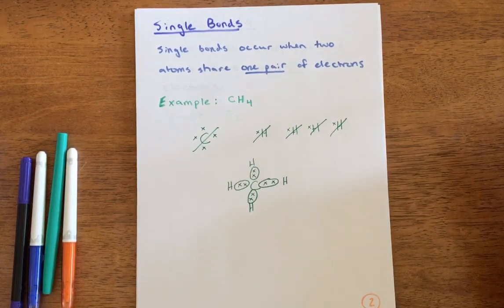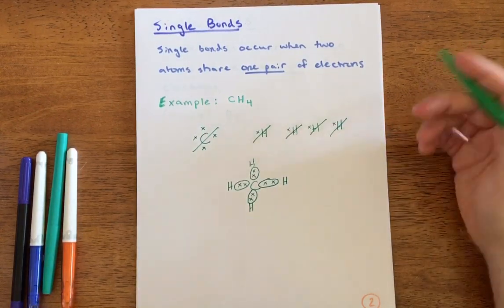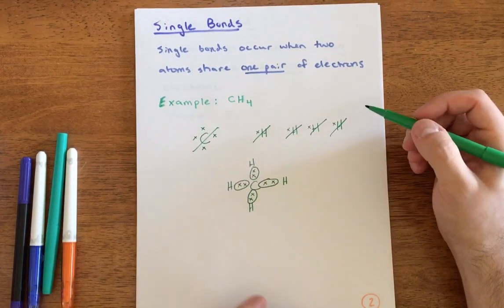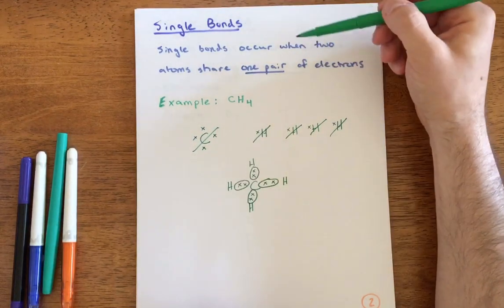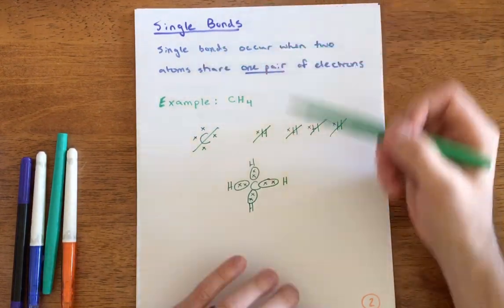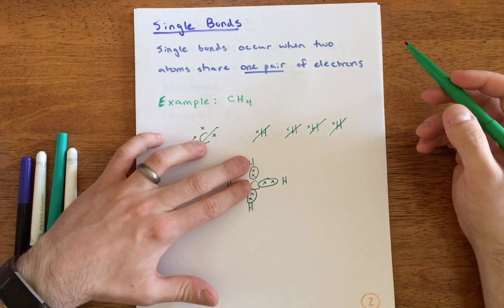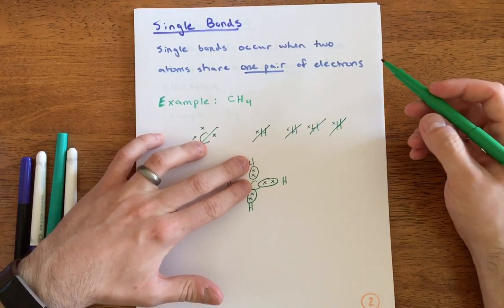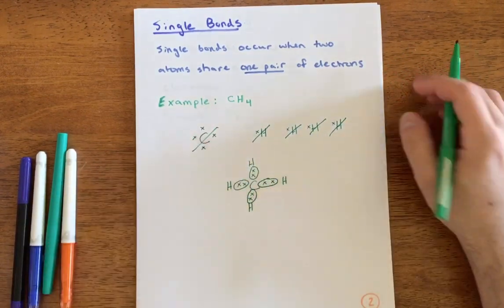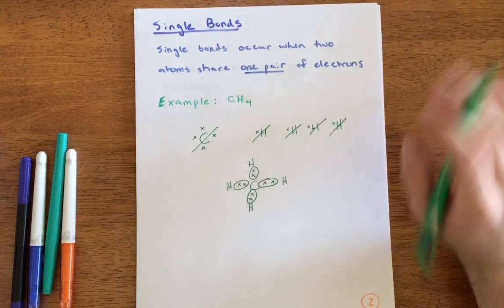Now, a common misconception. Some people want to call this a quadruple bond because the carbon is making 4 bonds. But notice, single bonds occur when 2 atoms share electrons. This hydrogen and this carbon are sharing electrons, so it's a single bond between those 2 atoms. It's not one big quadruple bond. Okay, let's take a look at a double bond.